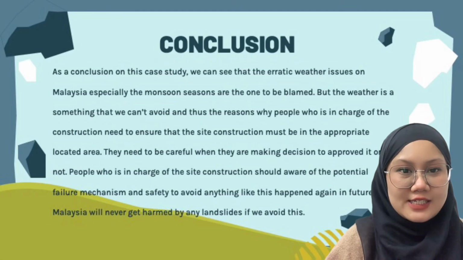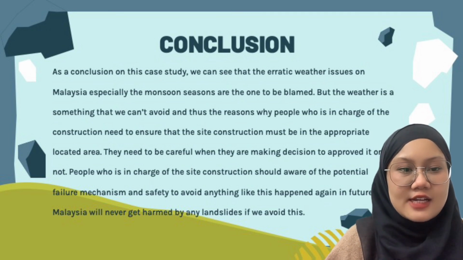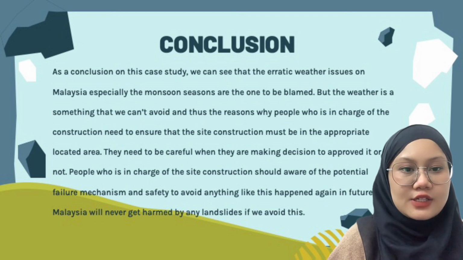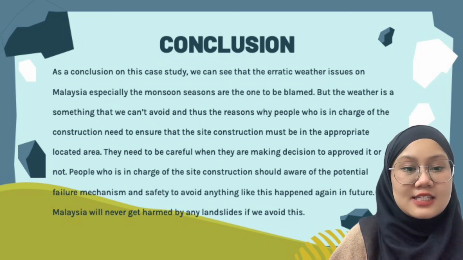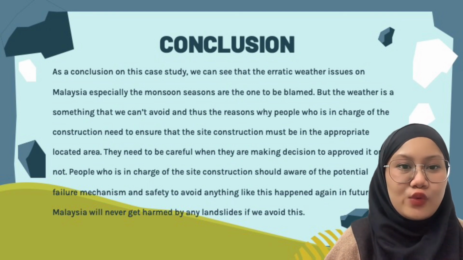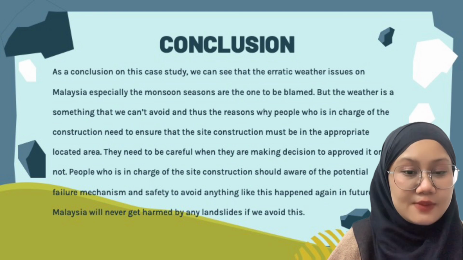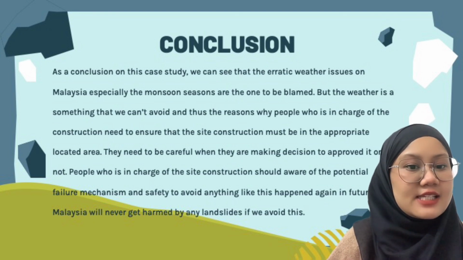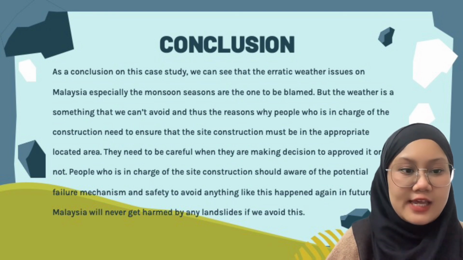Okay, as a conclusion of this case study, we can see that the erratic weather in Malaysia, especially the monsoon seasons, is to be blamed. But the weather is something that we can't avoid, and that is the reason why people in charge of the constructions need to ensure that the construction site is in an appropriate location. They need to be careful when making the decision to approve it or not. People in charge of the site construction should be aware of the potential failure mechanisms and safety to avoid anything like this happening again in the future. Malaysia will never be harmed by any landslides if we can avoid this.